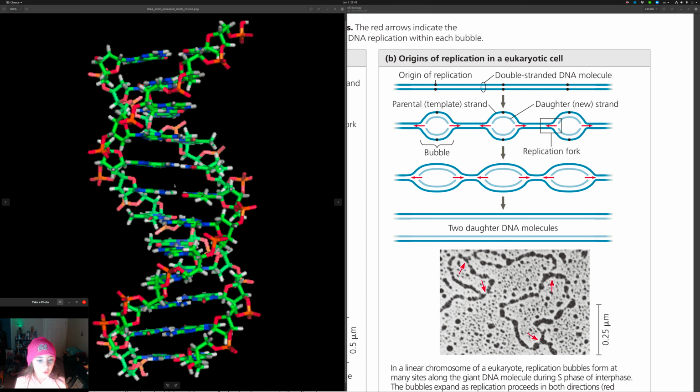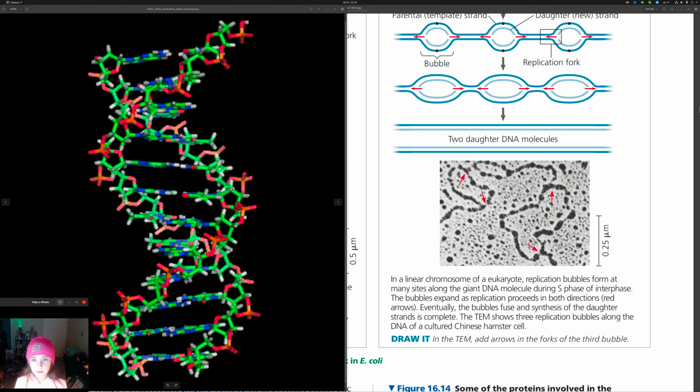This is only a fragment of this giant DNA molecule. It's a very tiny fragment of that giant DNA molecule. And this actually happens during S phase of interphase and mitosis and meiosis. And those are just two types of cell divisions. And then what is happening here?